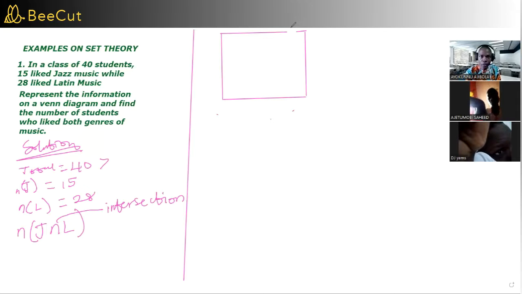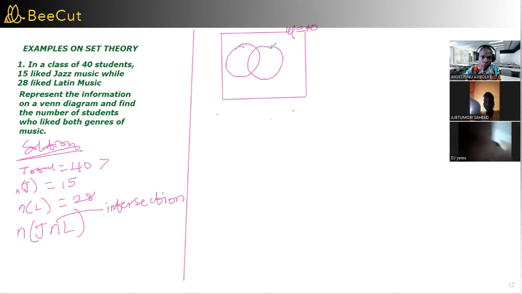You're going to indicate your universal. Universal could be represented by writing this kind of U or this kind of E. So I prefer to use the U. So universal is equal to 40. That is the total number of students. Now, I need to represent jazz and Latin, so I will draw two circles. The first circle is for jazz, while the second circle is for Latin. The circles are overlapping because we believe there is intersection according to the question.